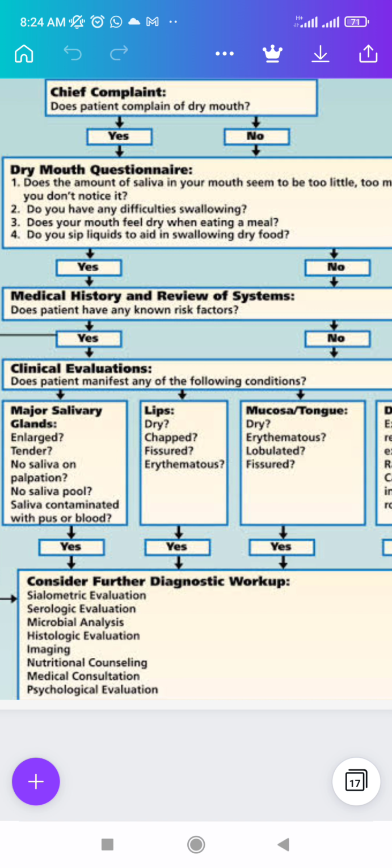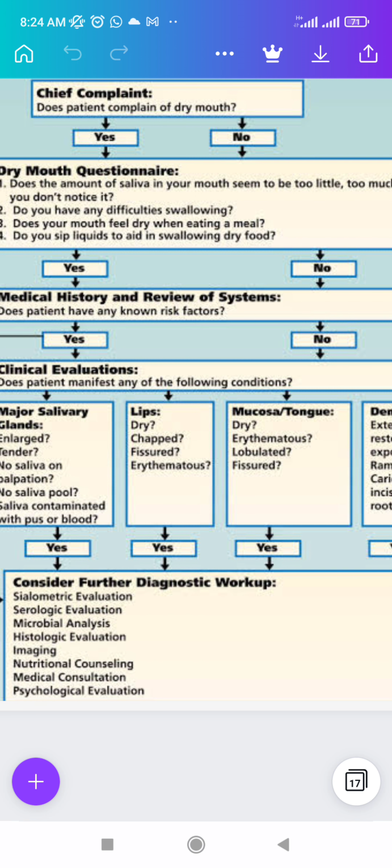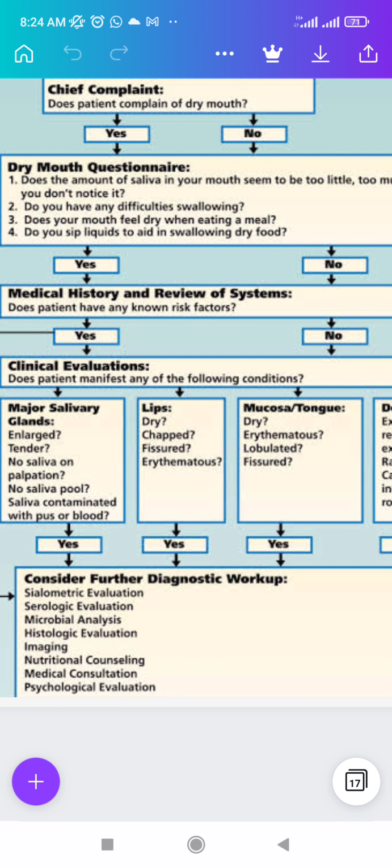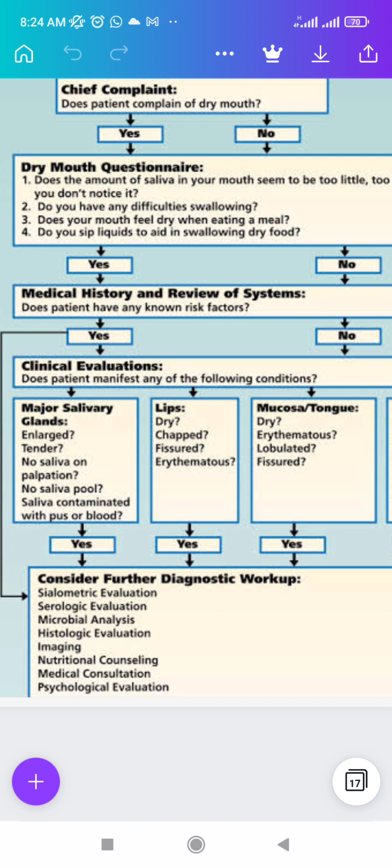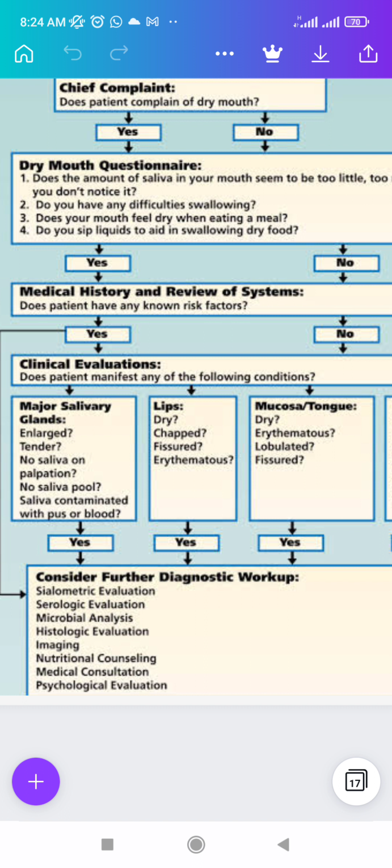Does the amount of saliva in your mouth seem to be too little or too much, or you do not notice it? Do you have any difficulty in swallowing? Does your mouth feel dry when eating a meal? Do you sip liquid to aid in swallowing dry food? If yes, then always get a medical history and review of systemic symptoms. Does the patient have any known risk factor or previous illness which we discussed?